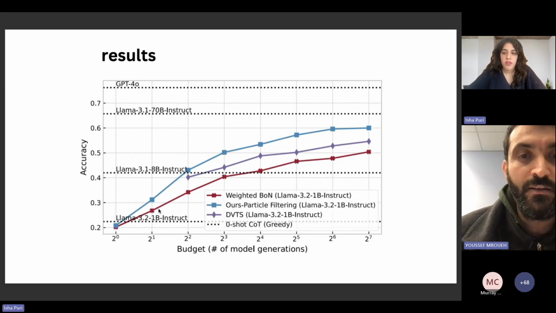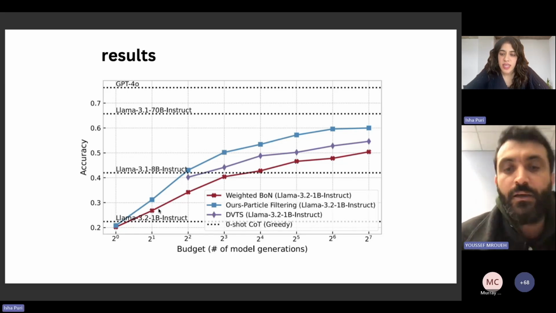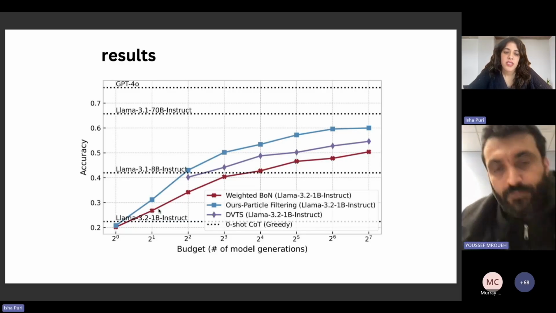Yeah, like without the math instruct. We didn't test this in this case, but yeah, it's a good thing to test.